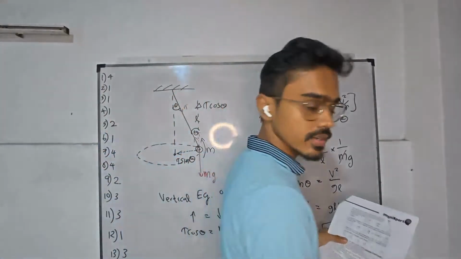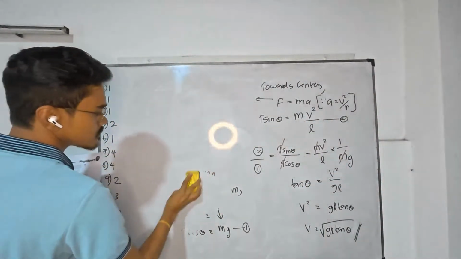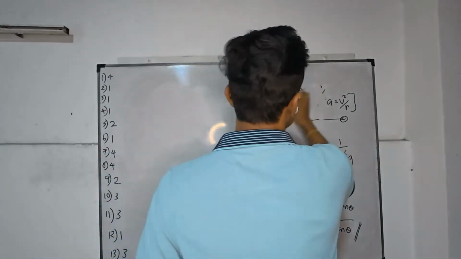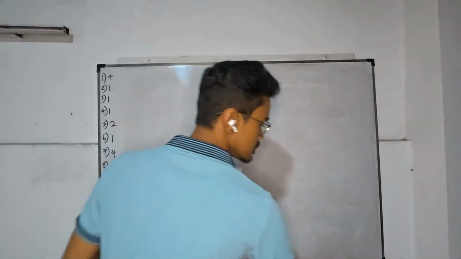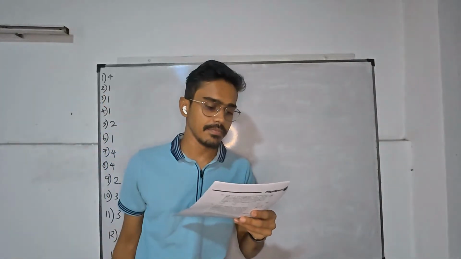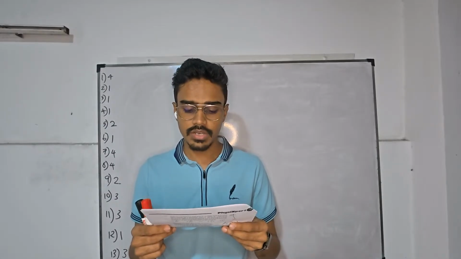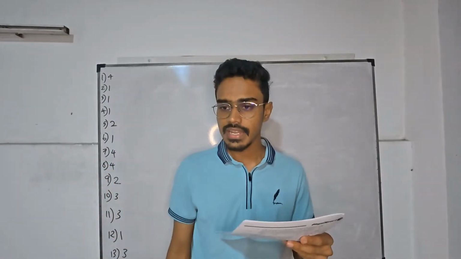Question 14. We are moving on. Question 14. A car of mass M negotiates a circular bend of radius of curvature R in a horizontal road with a speed V. If the car skids, then mu is the coefficient of friction between the road and tire. An inequality is given.